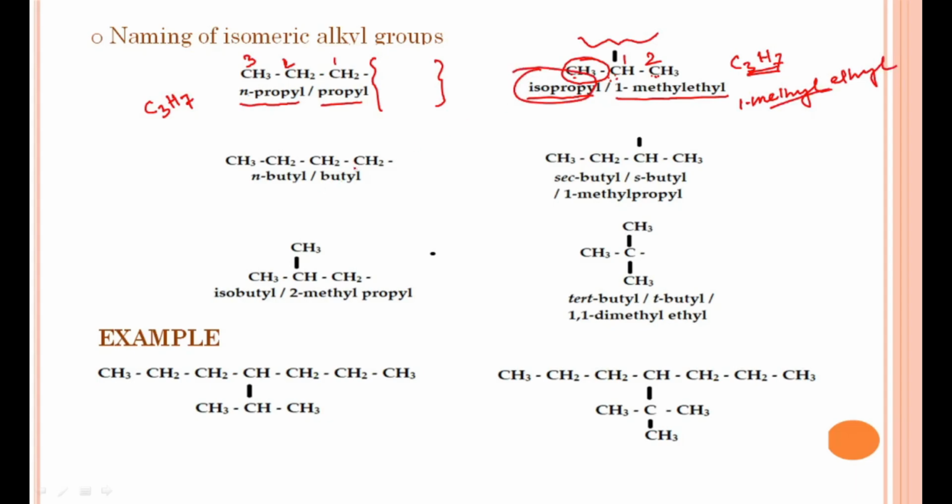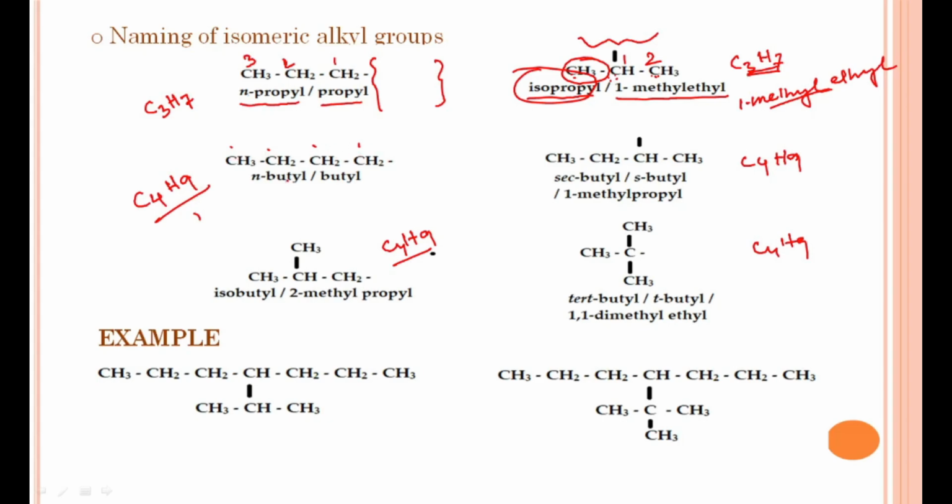Similarly, if you come to this group, this is a butyl group. So 1, 2, 3, 4. The molecular formula is C4H9. For this also, similarly it is C4H9. For this also C4H9. This is also C4H9. So the molecular formula is the same, but structurally they are different.